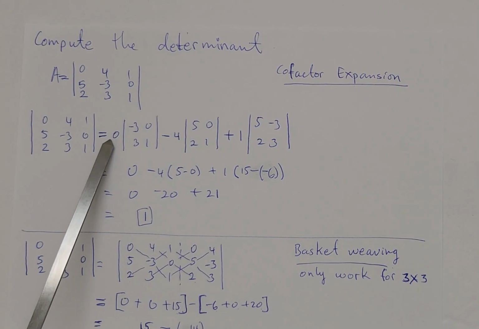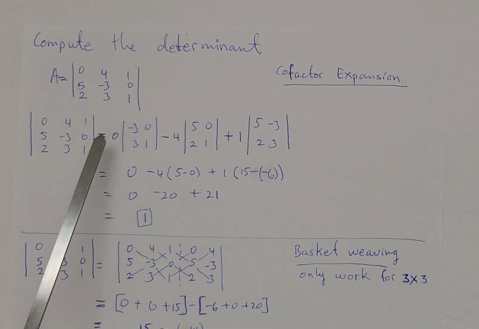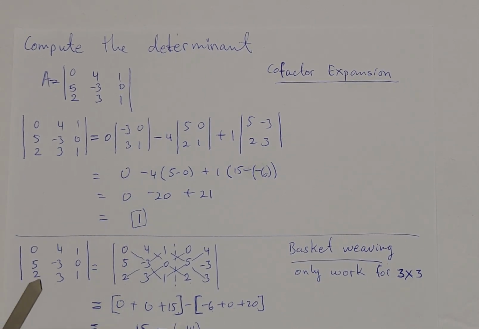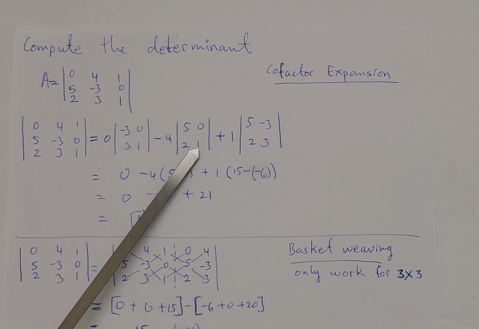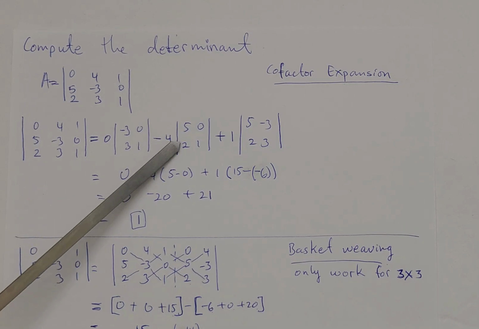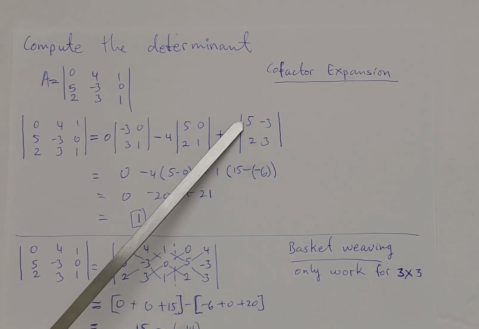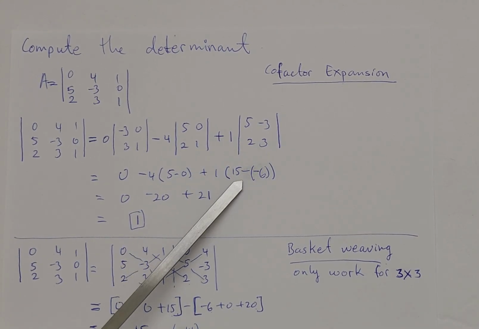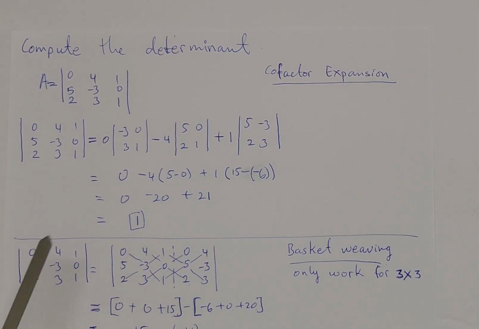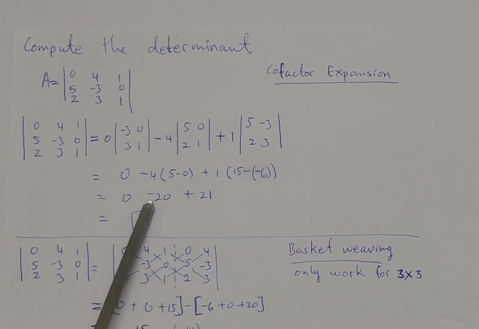And as you can see, 0 times everything will just end up 0. So I'm not going to do the determinant for this one because 0 times this will just be 0. Bring down the -4. Determinant of 2 by 2, A times D, so 5 times 1, which is 5, minus B times C, so 0 times 2 gives me 0, plus, bring down the 1, 5 times 3, 15, minus -3 times 2, -6. Simplify a little bit more. 0 is just 0. This gives me 5, so -4 times 5 is -20.